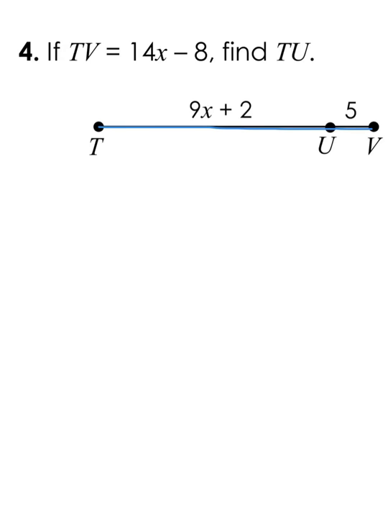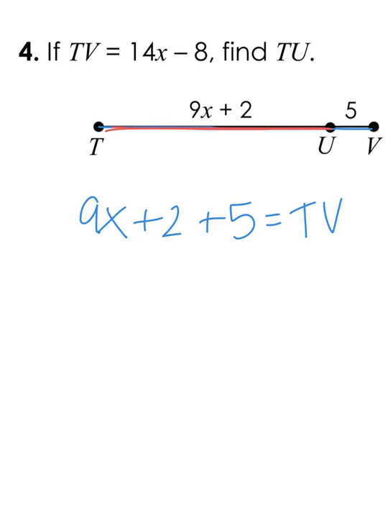So because it gives you both of those segments, we know that if we take 9x plus 2 and we add 5, it's going to give you the total length of TV. So that's the segment postulate that we learned. If we take the first segment, which has this length, and we take the second segment, UV, and we take this length, if we add them together, it'll give us our total. So I just wrote them next to each other, 9x plus 2 plus the 5. That'll give me the total line segment of TV.